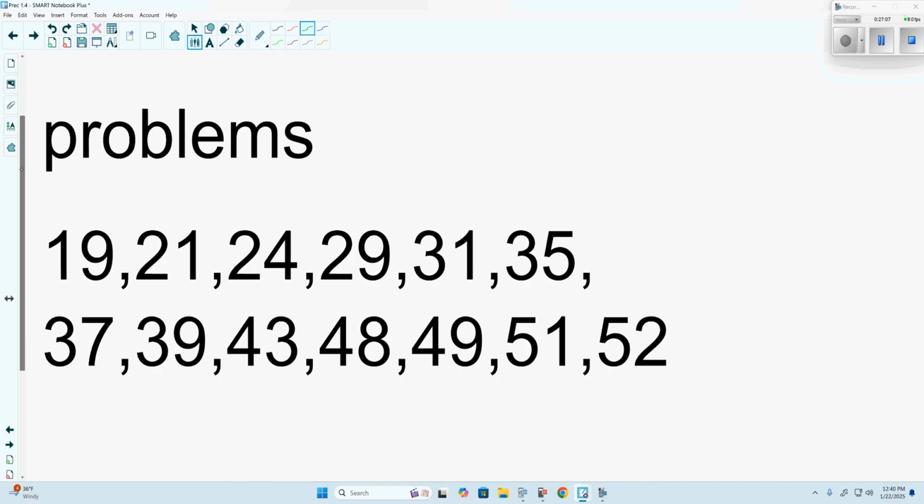48. Don't do 48 or 49. I'm not worried about those. Or 51 or 52. Don't do those. And make sure to fix Scooper's paper.